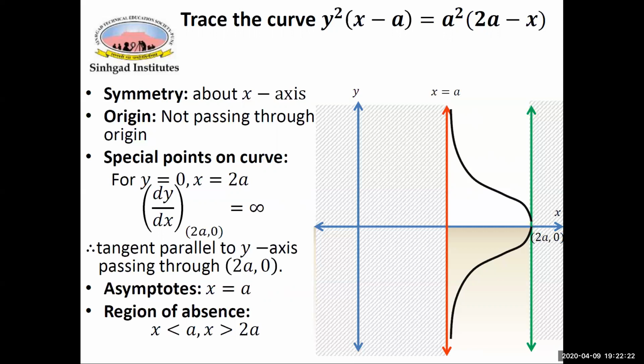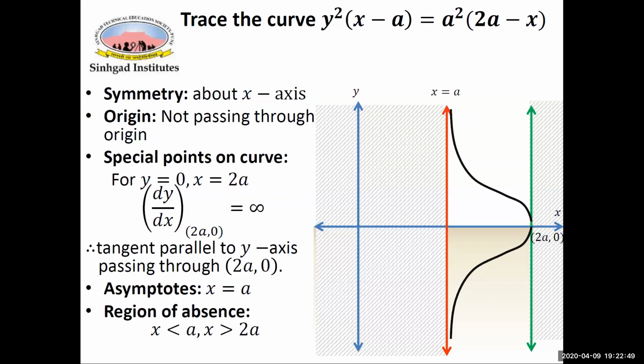Once we determine the asymptote, we need to find the region of absence. Now, I'll give you one hint. Your curve has only one point of intersection. What is that? (2a, 0). And what is the asymptote? x equal to a. So it gives us the range for how to divide the plane.